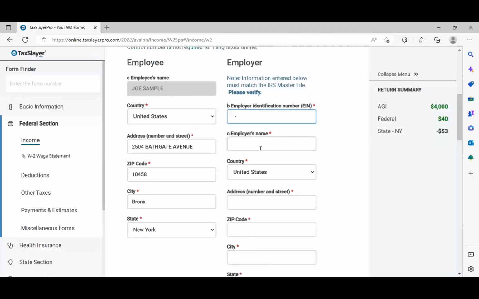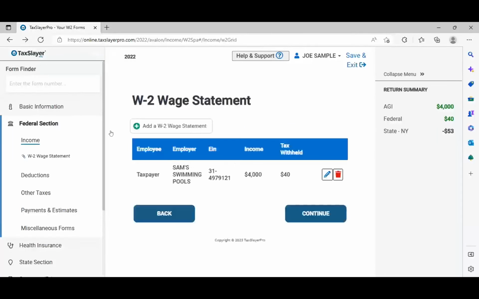In other words, TaxSlayer is storing this information, and that's going to be a big time saver for people who work at the same agency, same city agency, the same employer. You don't have to enter that information. In effect, half of your job is done. Okay, so that's what a W-2 looks like.